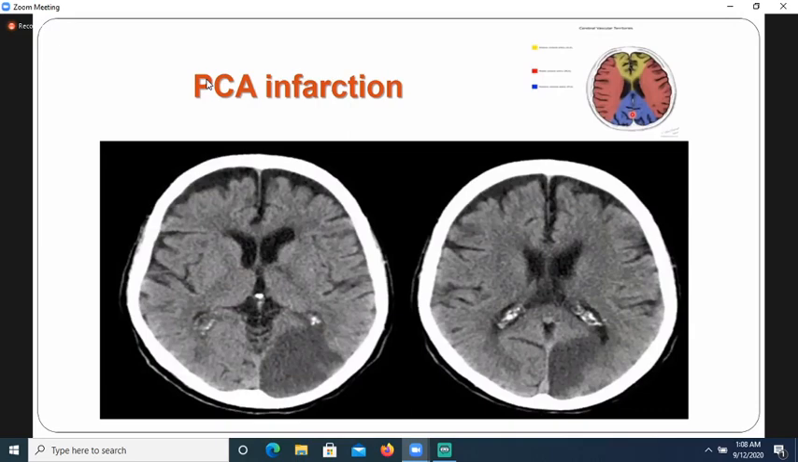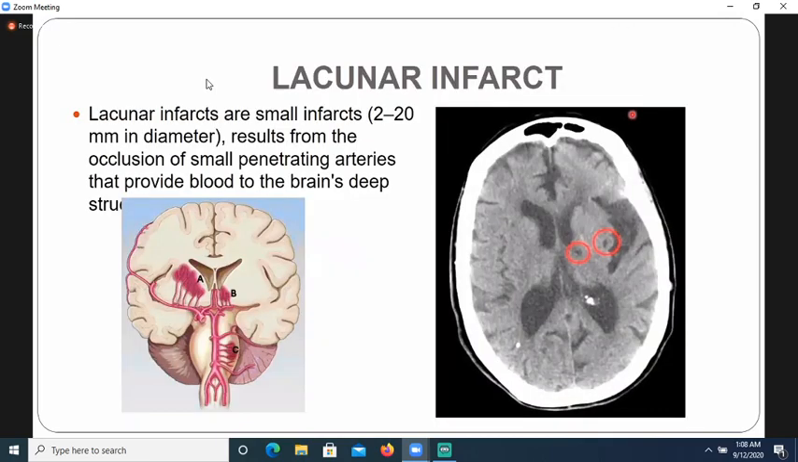Then the lacunar infarct. Lacunar infarcts are basically very small infarcts, 2 to 20 mm. See the size, 2 to 20 mm in diameter. These result from very small terminal penetrating arteries that provide the blood supply to deep brain structures.